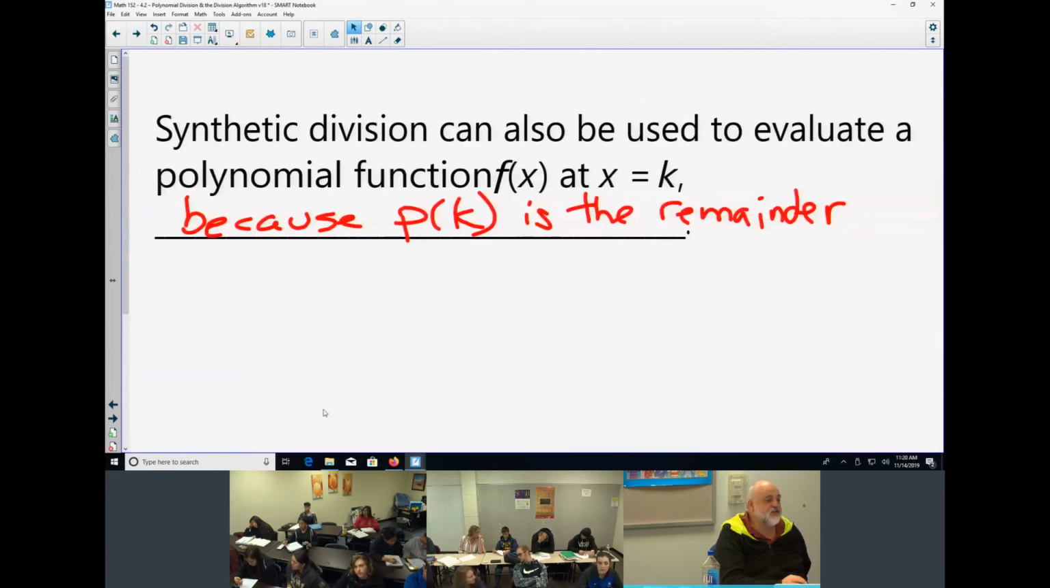Okay, synthetic division can also be used to evaluate a polynomial function f of x at x equals k, because p of k is the remainder.